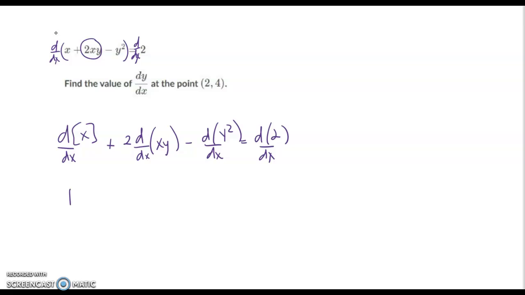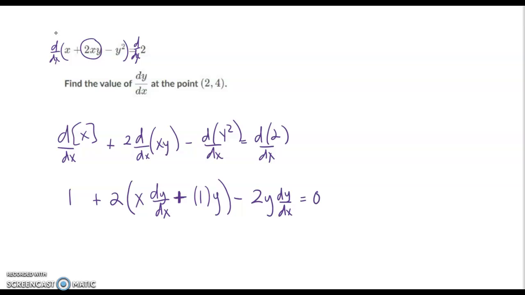Derivative of x is 1 plus 2. Now be careful, this one needs the product rule. I have the product of two functions of x, so I've got to use the product rule here, which means I'm going to leave x alone, take the derivative of y, plus, from the product rule, take the derivative of x, and then leave y alone. Y squared requires the chain rule, 2y dy/dx, and that's equal to 0.